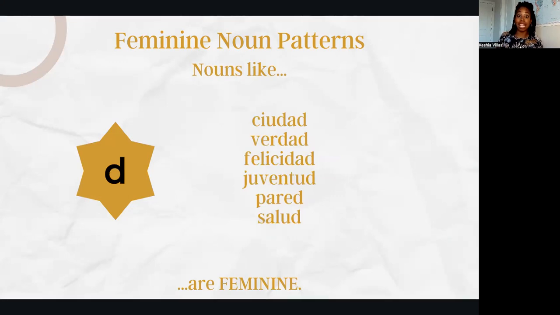Words that end in D are also typically feminine. So this is a letter other than A, so these are way less common. Ciudad means city. Verdad means truth. Felicidad means happiness. Juventud means youth. Pared means wall, W-A-L-L. And salud means health. All of these words are feminine.